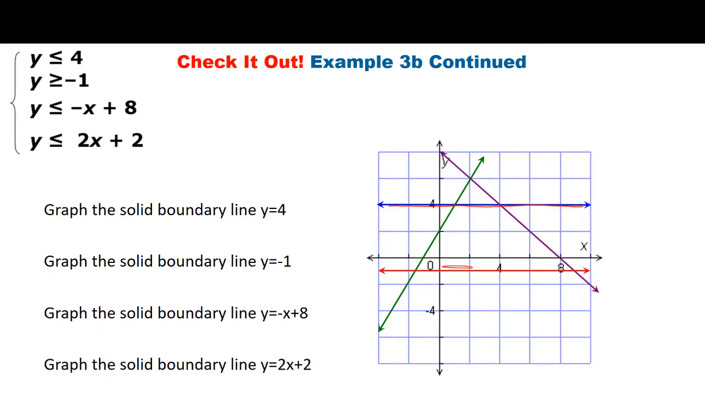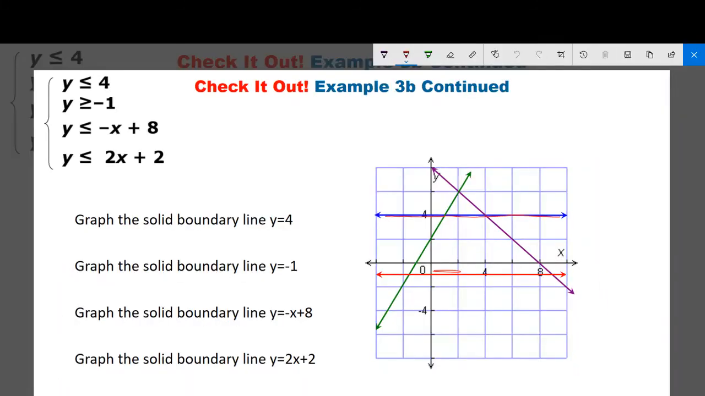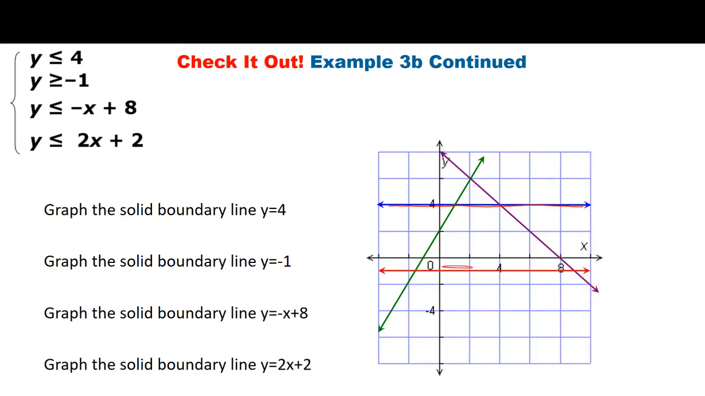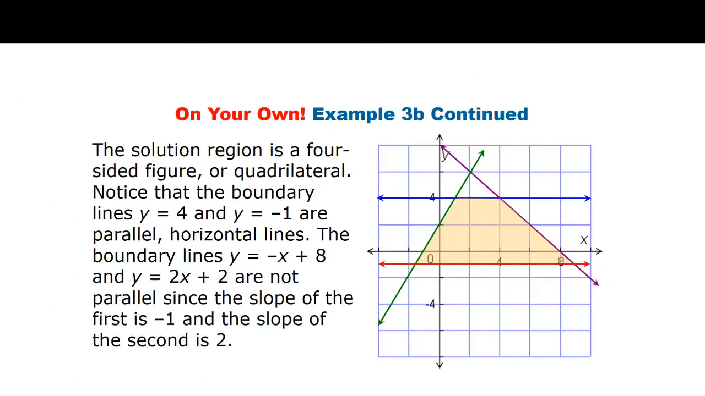Let's see here. Goodness, sorry. All right, so when we shade everything in correctly, it actually becomes right there. And so the overlapping region is the solution region. And let's just talk about that solution region. The solution region is a four-sided figure, or a quadrilateral. Notice that the boundary lines y equals 4 and y equals negative 1 are parallel horizontal lines.